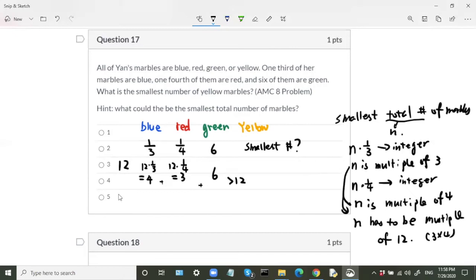So then we have to try the next multiple of 12, which is 24. 24 times 1/3 is 8, 24 times 1/4 is 6, then we have 6 green. Let's add these marbles: 8 plus 6 plus 6 equals 20. So yellow, we can have 4. So we have 8 blue, 6 red, 6 green, and 4 yellow marbles. So it works. Because 24 is the smallest total number of marbles, 4 is also the smallest number of yellow marbles. So the answer is A, B, C, D.